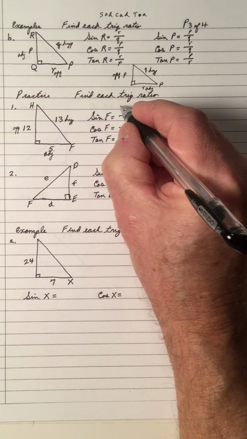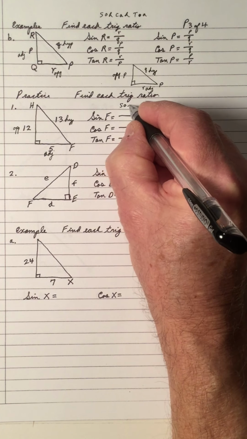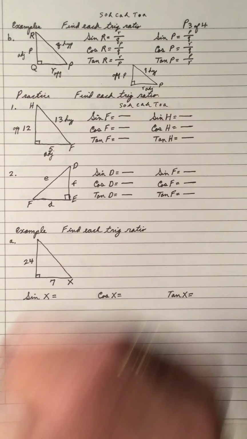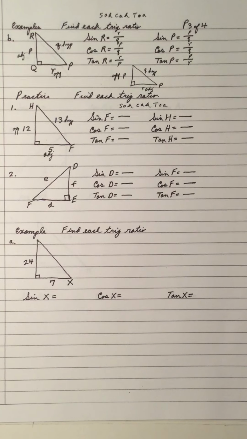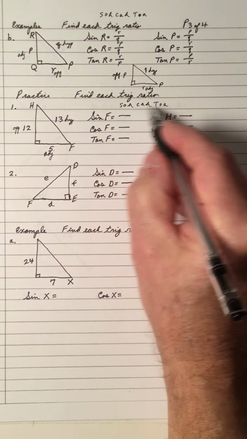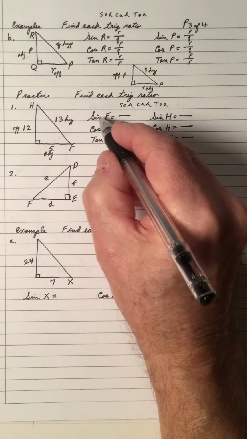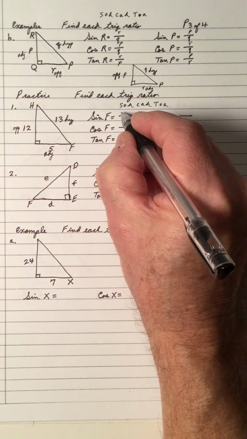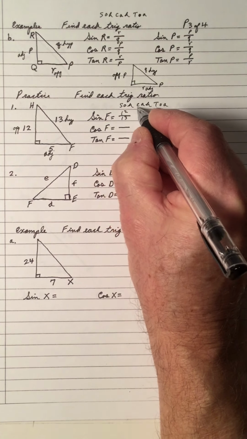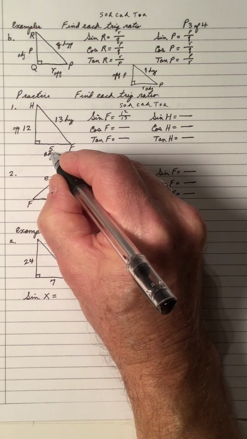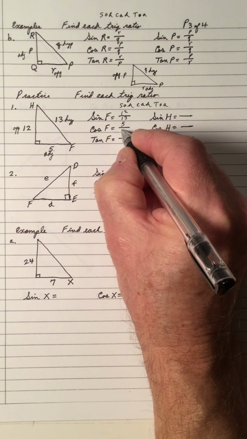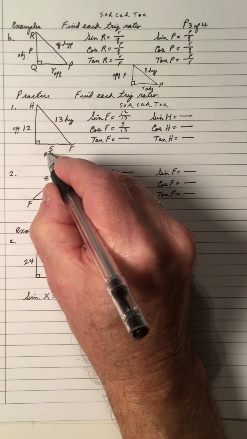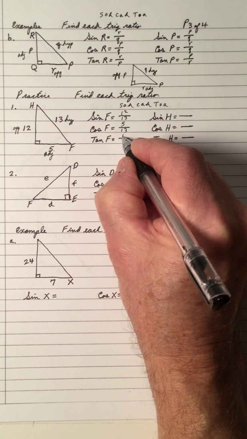So sine, SOHCAHTOA again, S-O-H-C-A-H-T-O-A. Always write it down right in front of you, so you don't have to go looking around. And it's a good memorization, writing it down every time. Sine is opposite over hypotenuse, so it's 12 over 13. Cos is adjacent over hypotenuse, 5 over 13. And tan is opposite over adjacent, so it's 12 over 5.